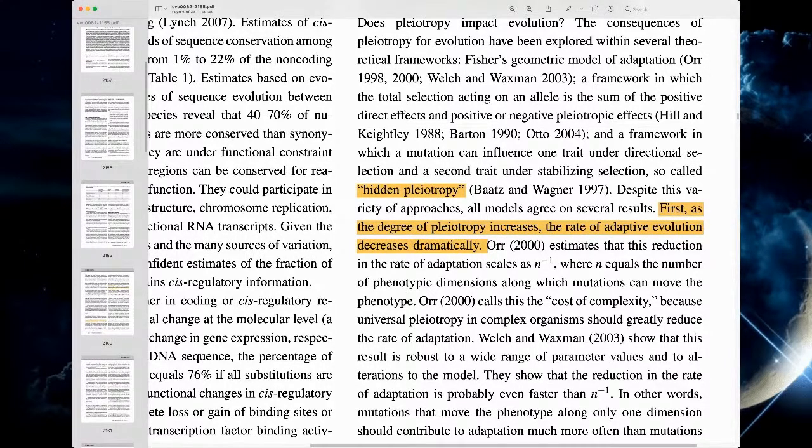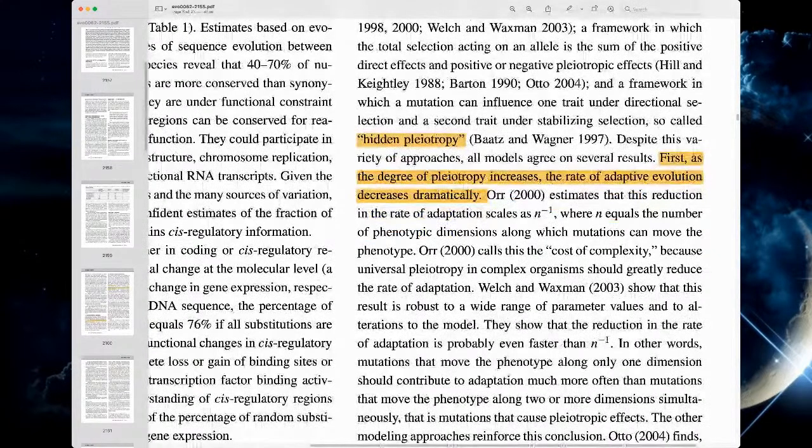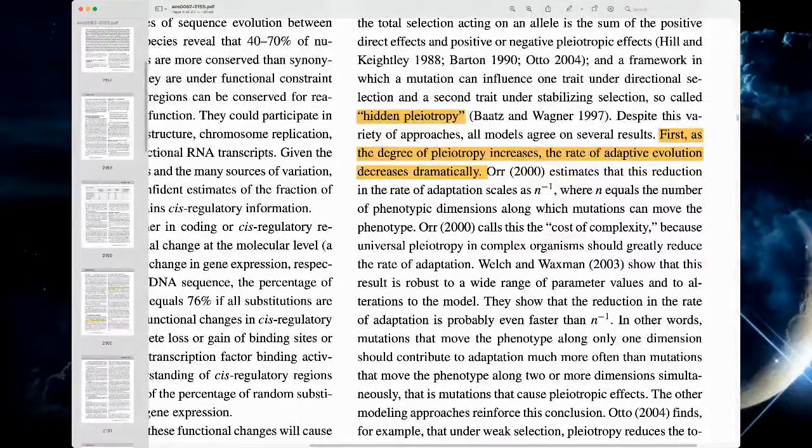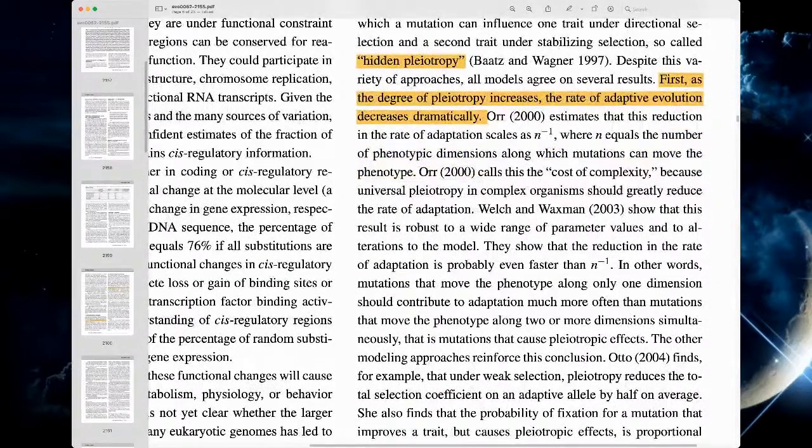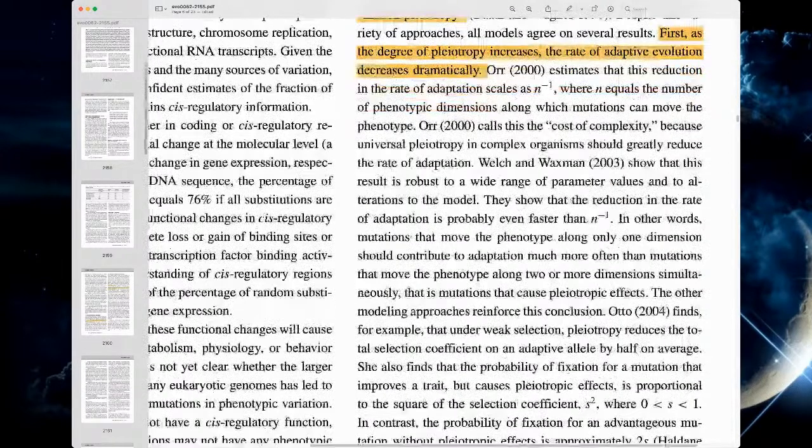Where n equals the number of phenotypic dimensions. Okay, Waxman showed that this result is robust to a wide range of parameter values and to alterations of the model. Yeah, some of this math we may not be able to understand. They show that the reduction in the rate of adaptation is probably even faster than n to the -1. So it's even worse than we thought.